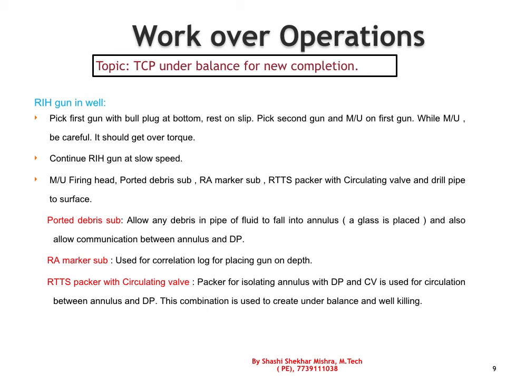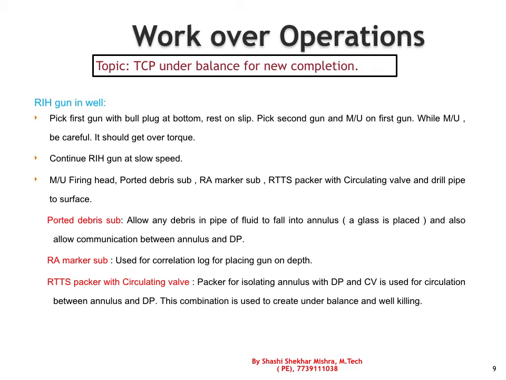The function of the ported debris sub is that it stops any debris from the pipe that falls below from going to the firing head. There is a glass placed which allows the debris to fall into the annulus. Then the RA marker sub is used for position lock for placing the gun on depth.